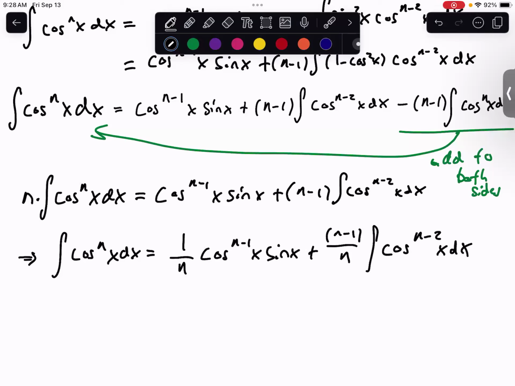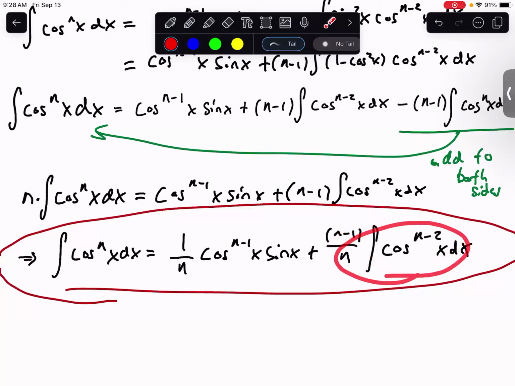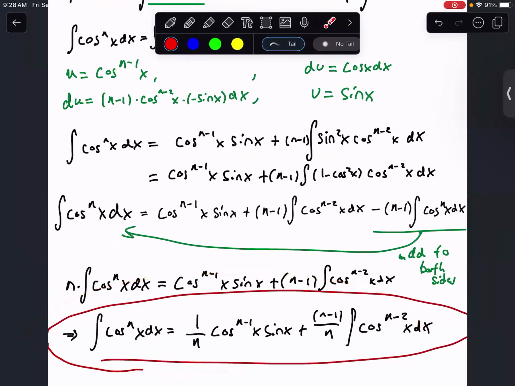And so the reason why this formula is helpful is you see that we're taking an integral of a power of n, and then we're reducing it into a problem of finding the integral of a power of n minus 2. So we're reducing the power of cosine. So if you do this enough times, eventually this is just going to end up being equal to 1, or it's going to be something that is easy to calculate. Like it's either going to be a cosine of x or it's just going to be a 1. And so we'll demonstrate why this formula is useful in the next example.